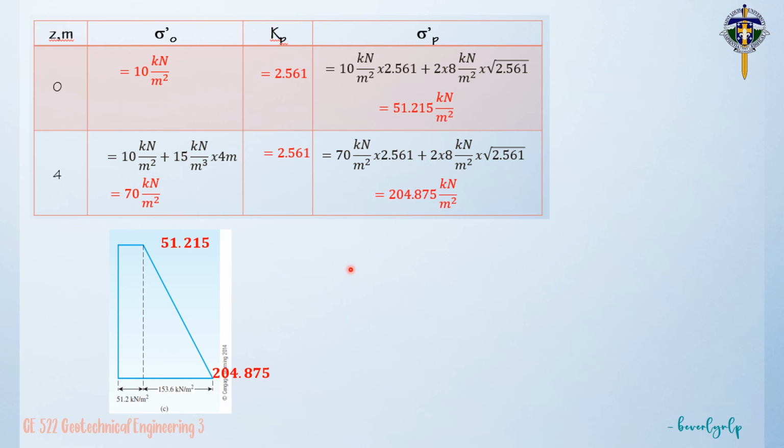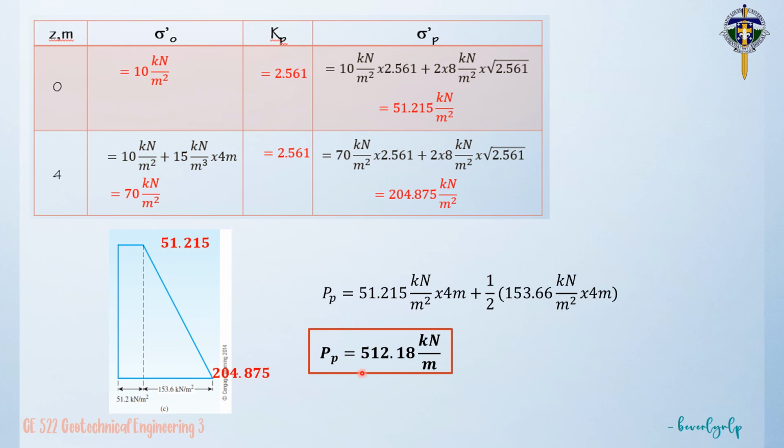From here, we can now solve for the passive force. We have said that the passive force is simply the area of the pressure diagram. You can view the area as a trapezoid, or you can consider first the rectangle plus the area of the triangle. So our passive force becomes, first, the area of the rectangle, that is 51.215 times the height, which is 4 meters. Next, we consider the area of the triangle, that is 1/2 times the base. The base is 153.6 kilonewton per meter squared. How did we arrive at this value? That is simply 204.875 minus 51.215, times the height, which is 4 meters. So our passive force is now equal to 512.18 kilonewton per meter, and this is now our answer.